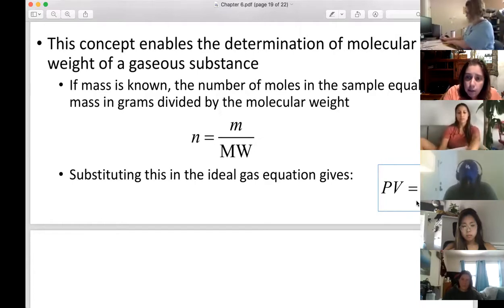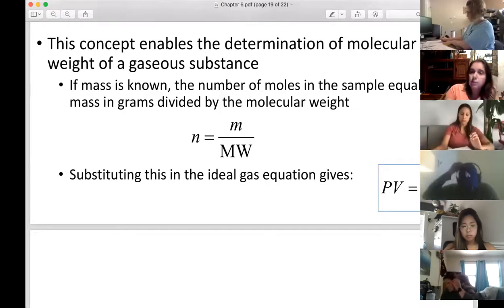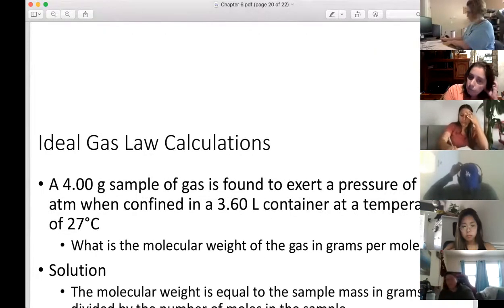Now, if it's an unknown substance, this is the thing you're solving for. So you would need to know the pressure, the volume, the mass of the sample, and the temperature at which the sample was taken to make that work.